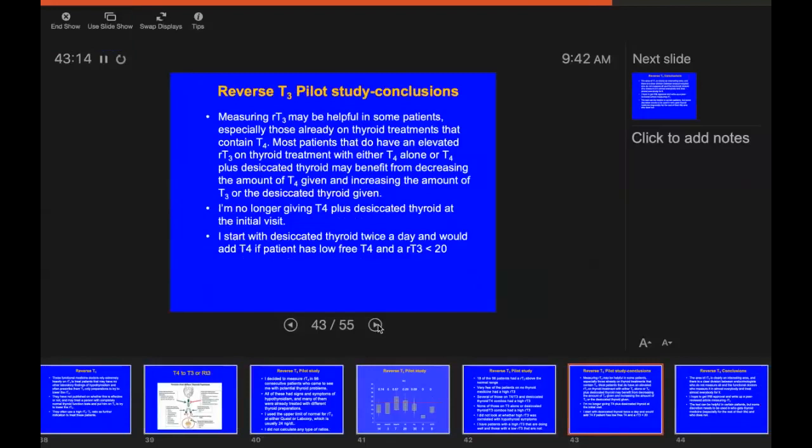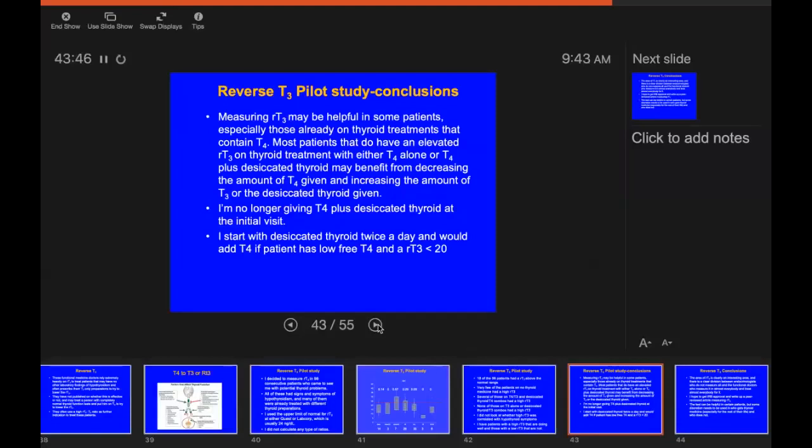So measuring the reverse T3 may be helpful in some patients, especially those that are already on thyroid treatment that contains T4. Most patients do not have an elevated reverse T3 on treatment. The patients that do have an elevated reverse T3 on either T4 alone or T4 plus desiccated thyroid may benefit from decreasing the amount of T4 and increasing the amount of T3 or the desiccated thyroid. Doing more T3 kicks out the T4, kicks out the reverse T3, and should lower the reverse T3 and may be helpful.